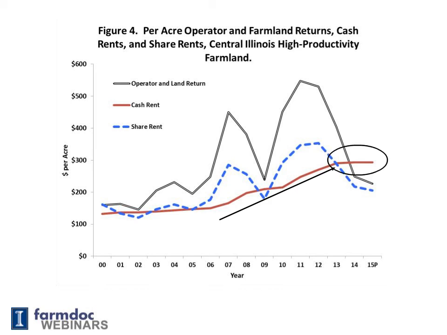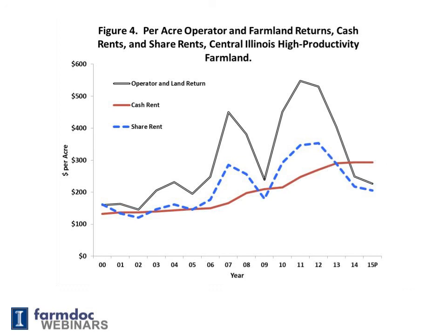Prior to 2014, cash rents were below operator and land returns, meaning that there were positive returns to farmers after paying cash rent from the operator and land returns. In 2014 and 2015, though, average cash rents exceed operator and land return, meaning that in an average situation, farmers generate losses on cash rents. In 2015, we're projecting a $67 loss on an average cash rent.